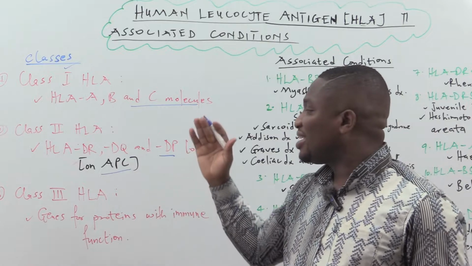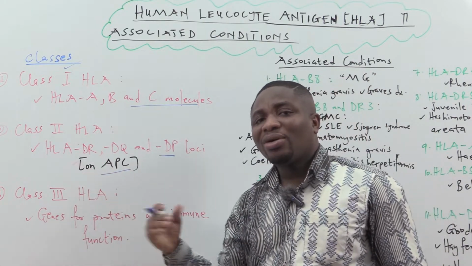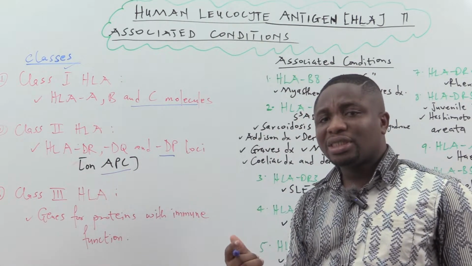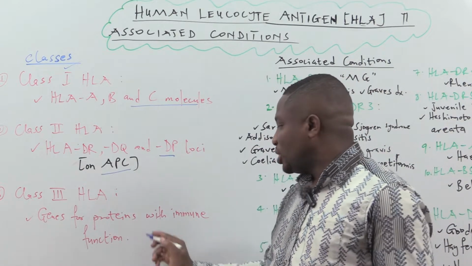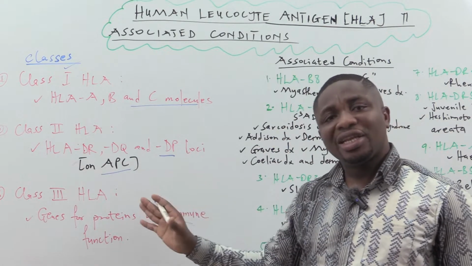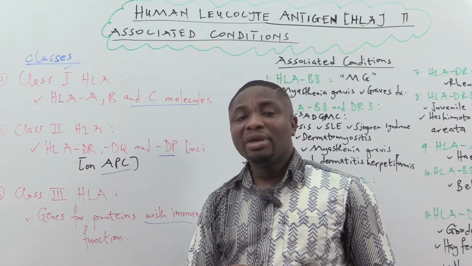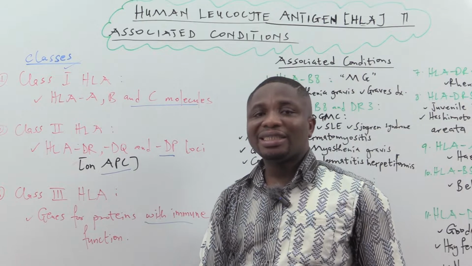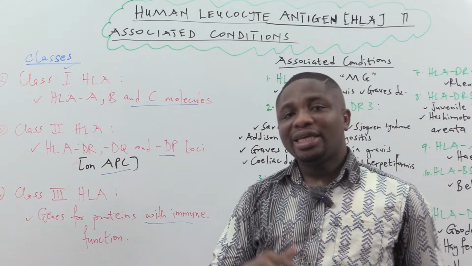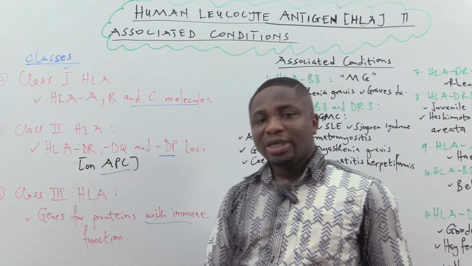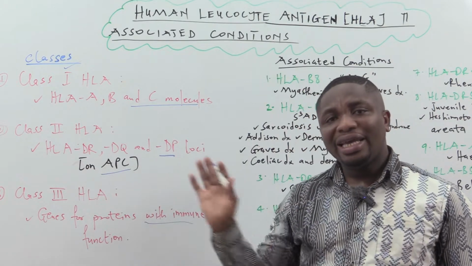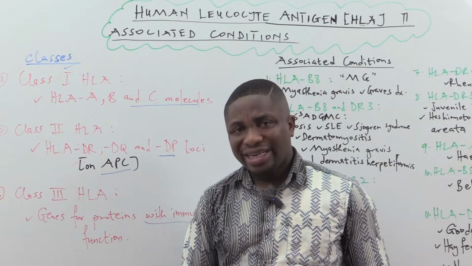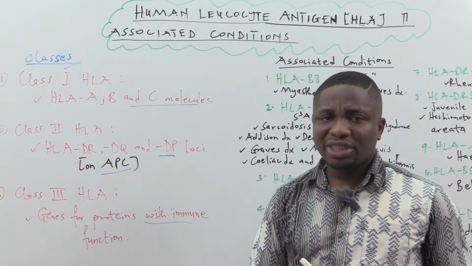Then finally we have class 3. The class 3 HLA contain genes that code for proteins with immune function. So that will do for the classes of the human leukocyte antigen. HLA DR, DQ, DP loci belong to class 2 and can be found on the antigen presenting cell.